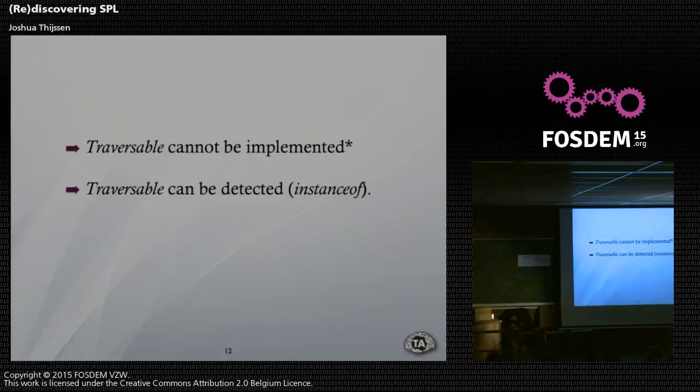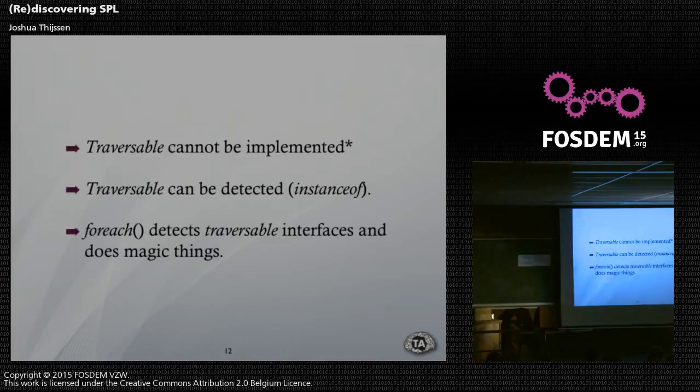Why do we need traversable? Because if you're going to do foreach on a traversable object, then it does magic things. With the magic things, I mean you can completely customize the way foreach iterates over something traversable, which is really awesome because you can do all kinds of really cool stuff with it. But again, traversable we cannot implement directly. However, there's something else we can do.